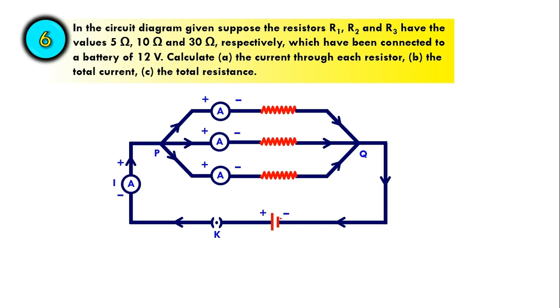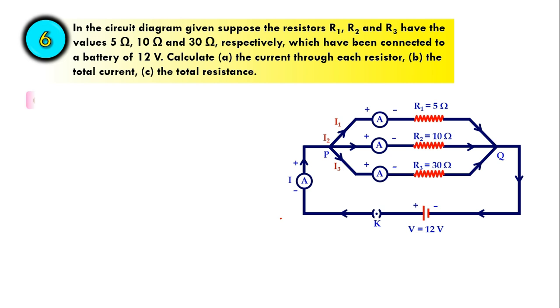In the circuit diagram given, suppose the resistors R1, R2 and R3 have the values 5 ohms, 10 ohms and 30 ohms respectively, which have been connected to a battery of 12 volts. Calculate the current through each resistor. Okay, the total current and the total resistance. First, all values are given, R1, R2, R3 and voltage is also given. We have to calculate current through the circuit.